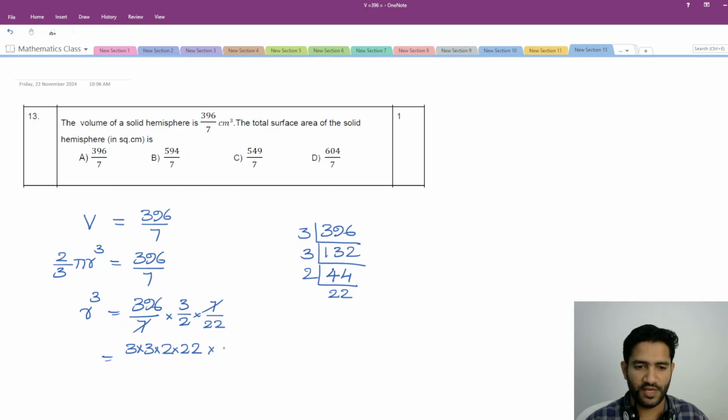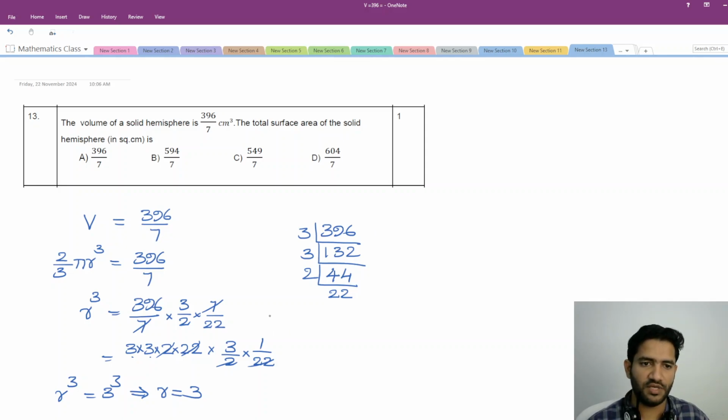Okay. Now we have 3 by 2 and 1 by 22, so we can cancel 22 with 22 and 2 with 2. So we will get r cube equal to 3 cube, that is 3 into 3 into 3. So from here we can find the value of radius, that means 3. So 3 centimeter is the radius.